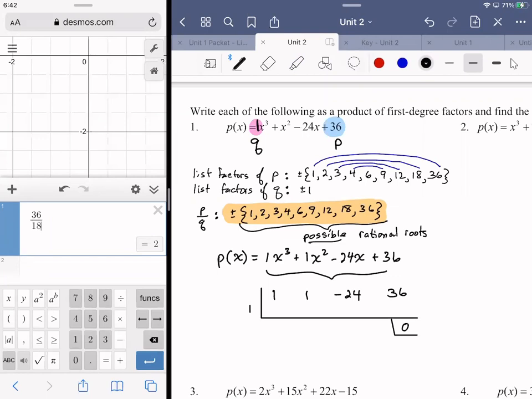So I'd start with the number 1. Put that on the outside. Drop down my 1 here, multiply the 1 by the 1, I get a 1. Add, I get a 2. Multiply, I get a 2. Negative 22. Add, this one doesn't work. So erase it all.